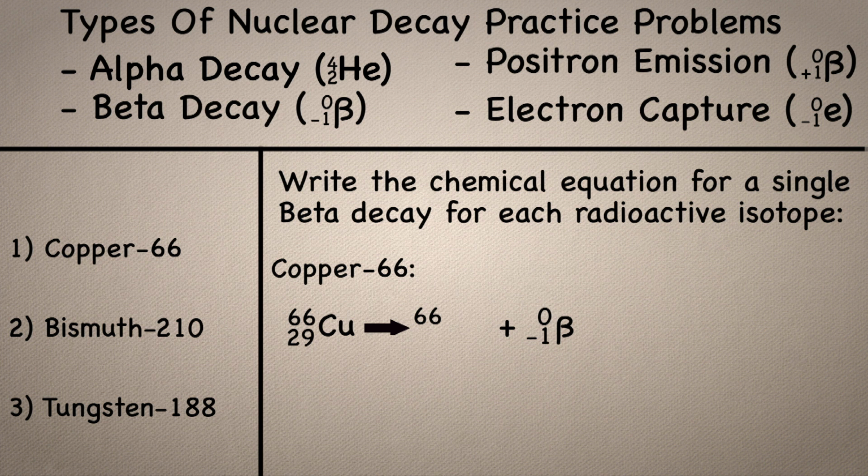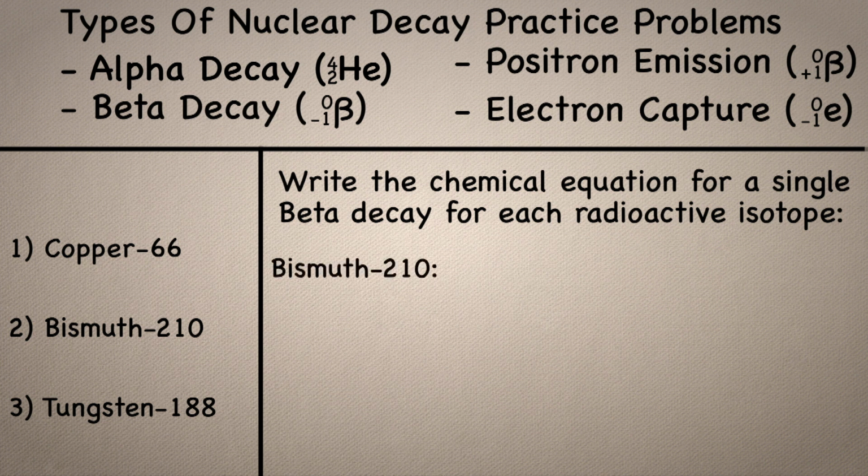So we have 29 on the left side. We have -1 on the right side. We have to add 30 to it so that we have 29 on both sides, because 30 minus 1 is 29. Okay, so we have an element with 66 and 30. That would be zinc, because zinc has 30 protons. So the beta decay of copper 66 would be 66, 29 Cu, yields 66, 30 zinc, plus 0, -1 beta sign, or beta particle.